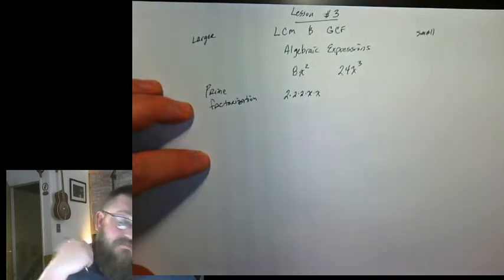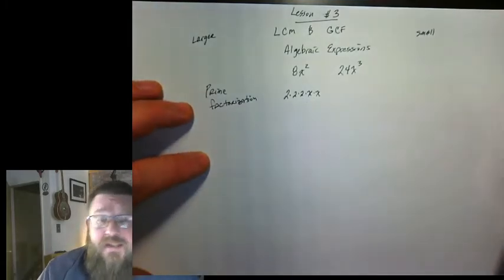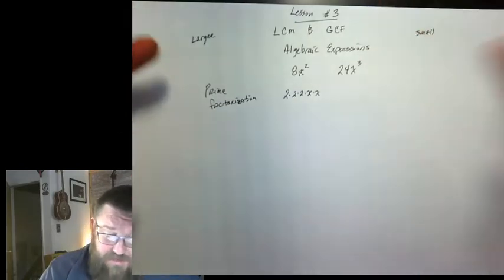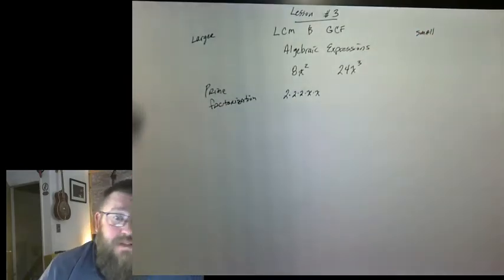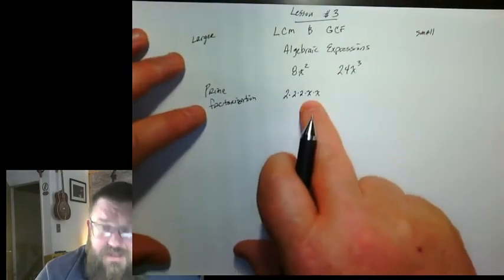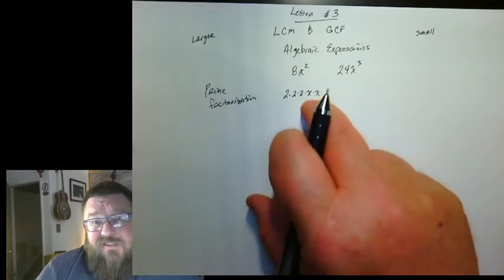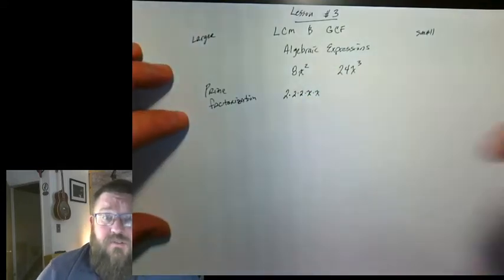Now, it's true, x might not be a prime number, but we don't know what it is, and we can't break it apart any further than that. So x squared is just x times x, and those are both considered prime.